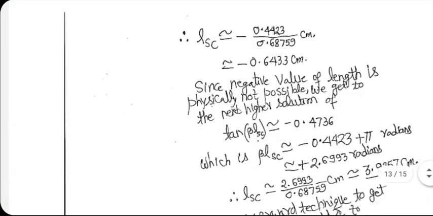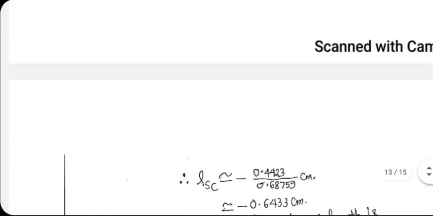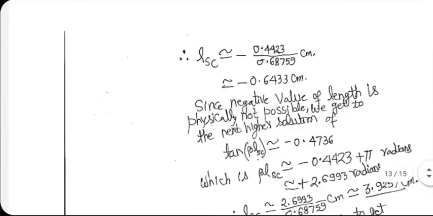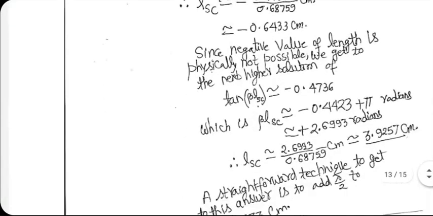So basically you add pi to this minus answer. Not for LSC, by the way. You add pi to minus 0.4423 to get beta LSC equal to a positive value. It becomes 2.6993. Now you do the calculation for LSC.